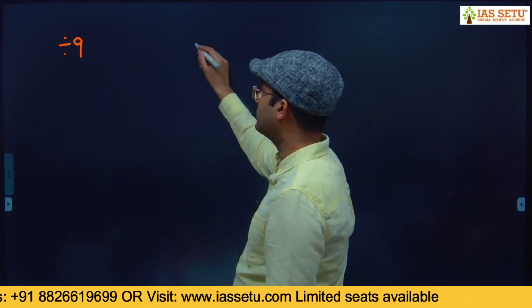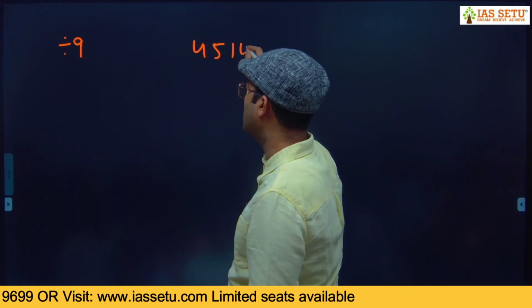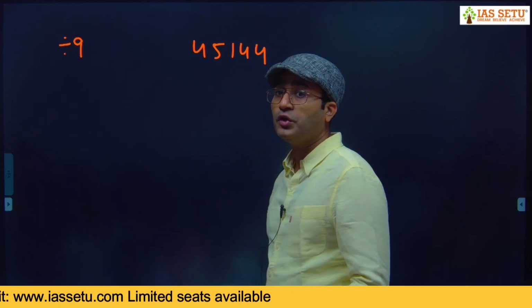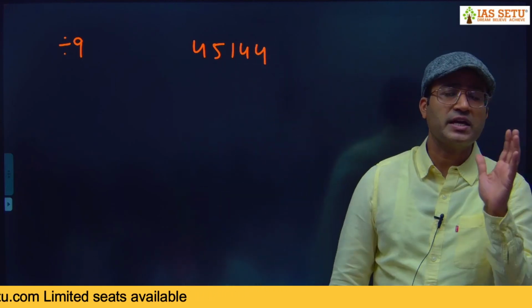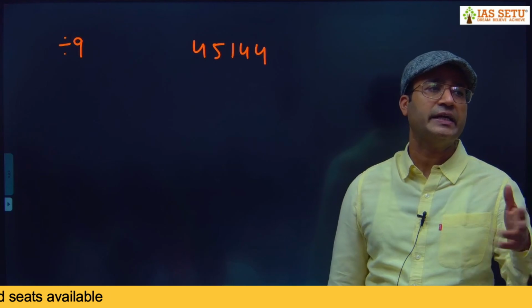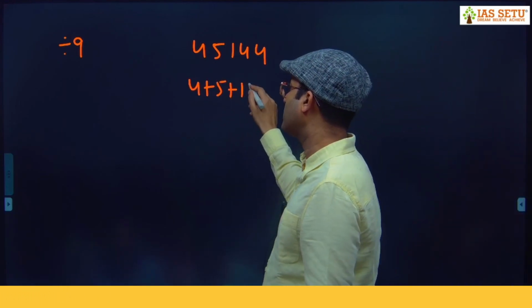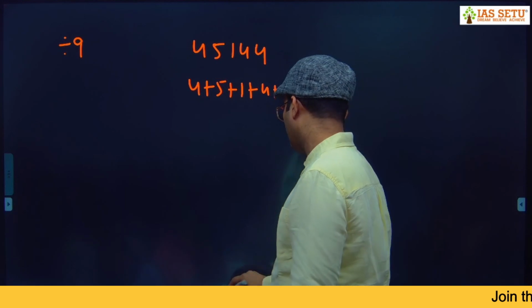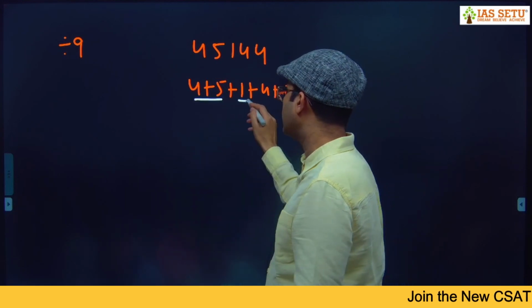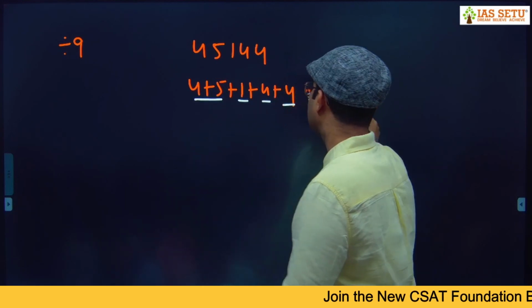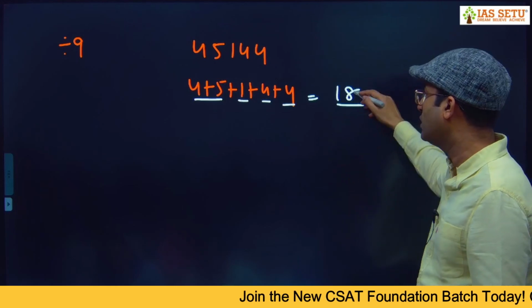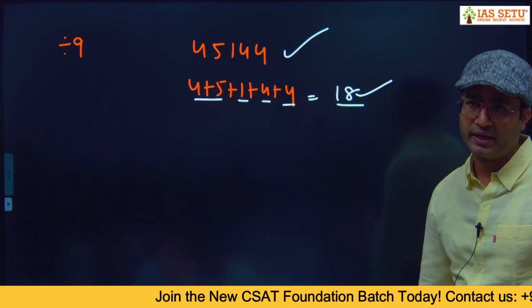Like my number is 45,144. We have the same rule. If the sum of digits is divisible by 9, it means the complete number is divisible by 9. So it is 4 plus 5 plus 1 plus 4 plus 4. So here this is 9, 10, 14, 18. Is this 18 divisible by 9? Yes. So it means this complete number is divisible by 9.